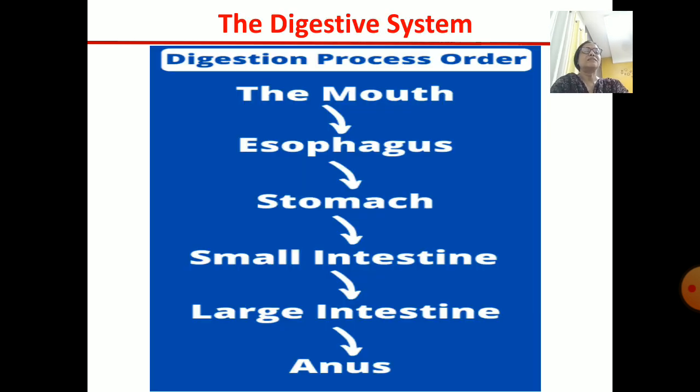See here, the digestion process goes in this manner. First of all, the mouth, then esophagus. Esophagus means a food pipe. The food pipe is also known as esophagus. Then the food comes into the stomach. After the stomach, it goes into the small intestine, then into the large intestine, and then out from the anus, the unwanted, undigested food that we call waste is thrown out of the body. So now we are going to learn how the digestion process goes in all these organs one by one, how it happens, how it functions.